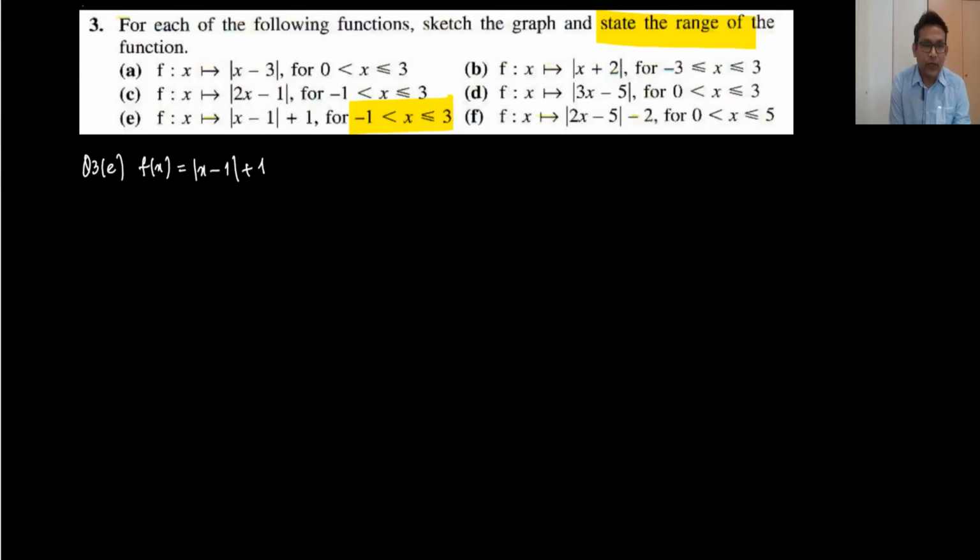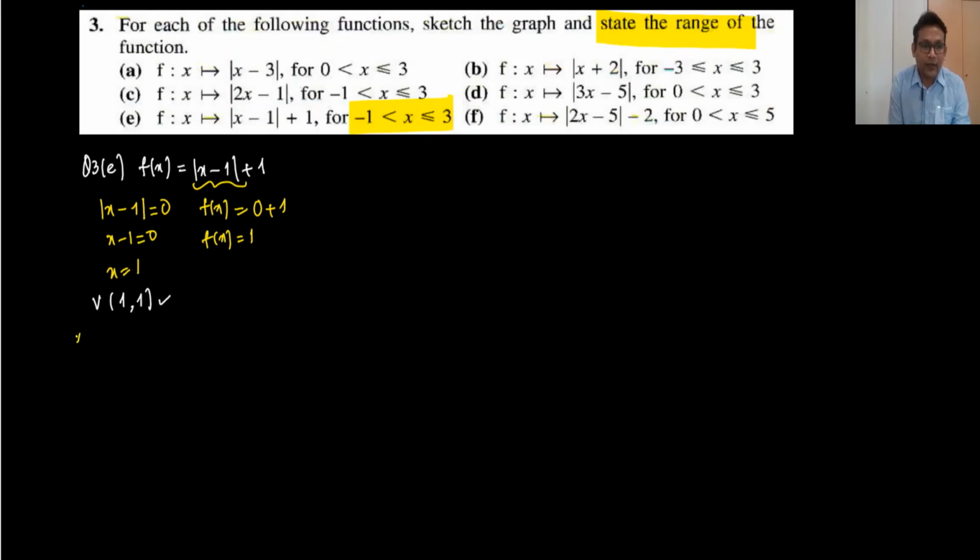So we need to find the vertex first. Vertex means only x minus 1 should be 0, not the whole equation. So x minus 1 equals 0 and x is equal to 1. When we substitute this value, the whole value inside the modulus is 0, then we have 1 now. So the vertex is different, the vertex is 1 comma 1. Like in parts A to D, we had nothing outside the modulus sign, so now the vertex is something different.